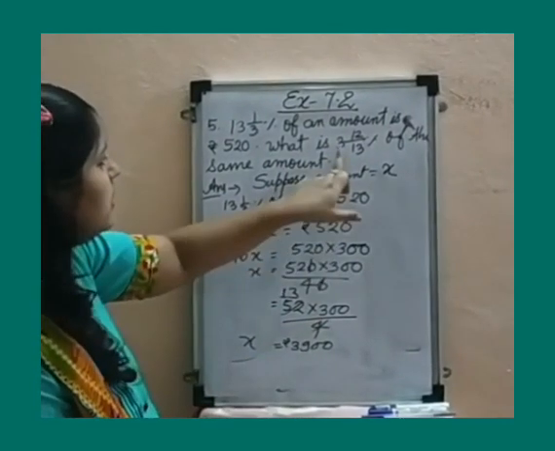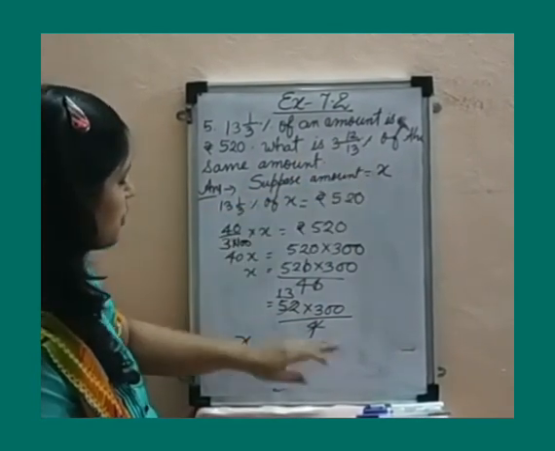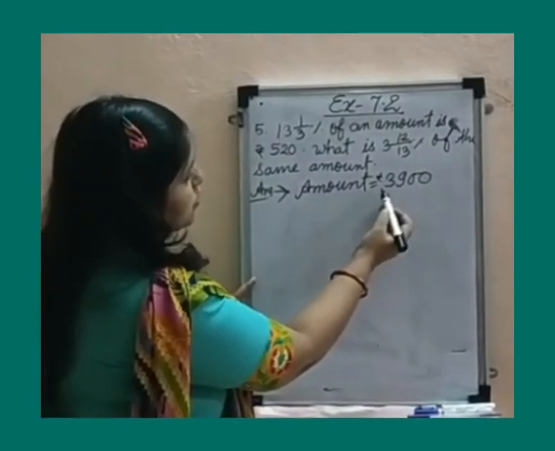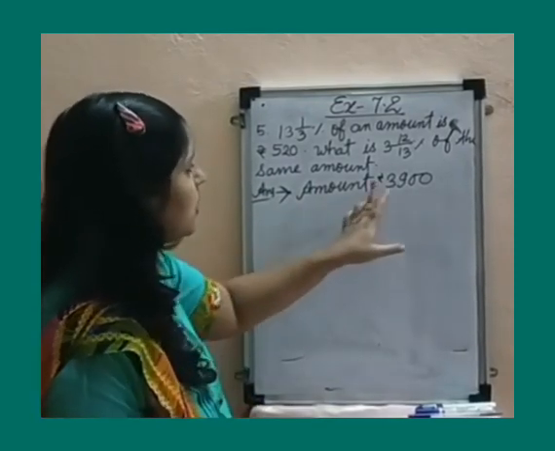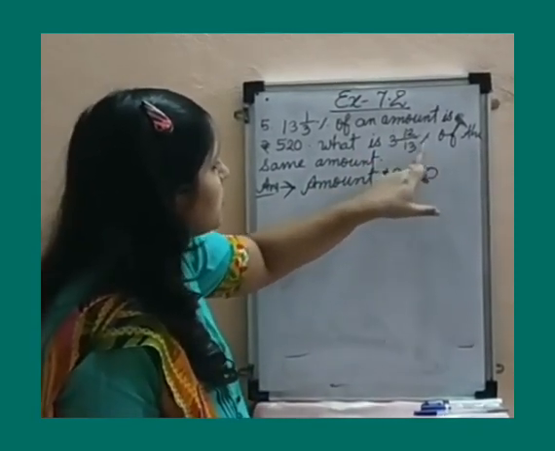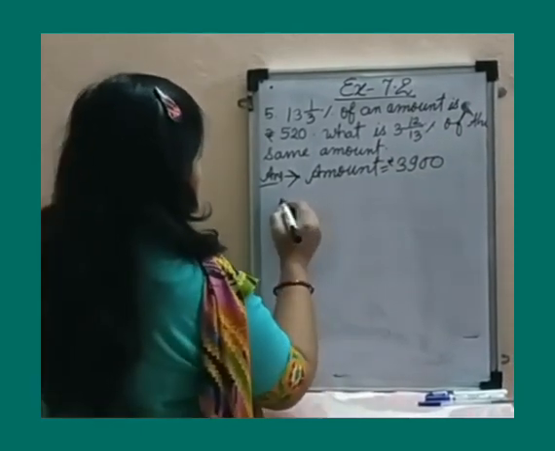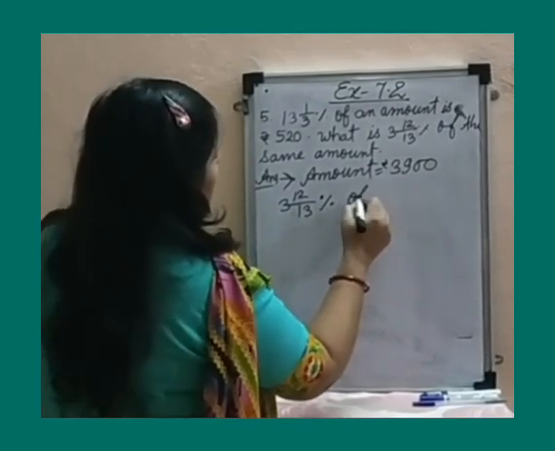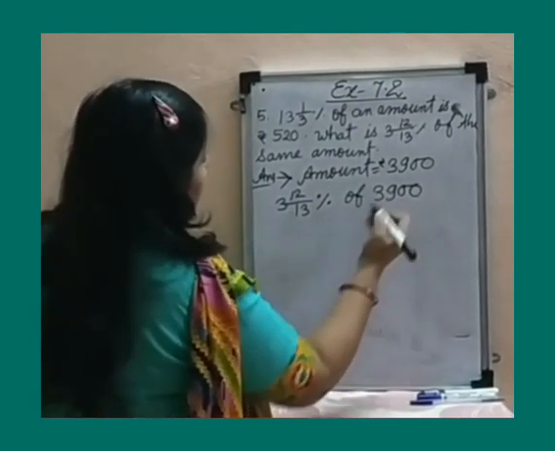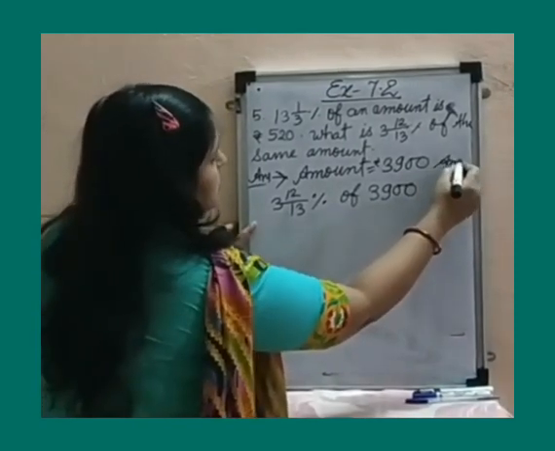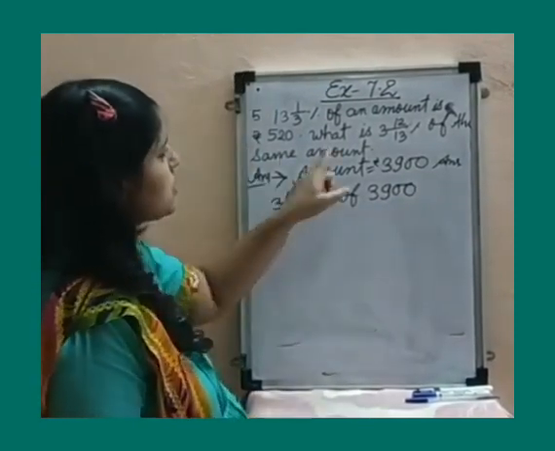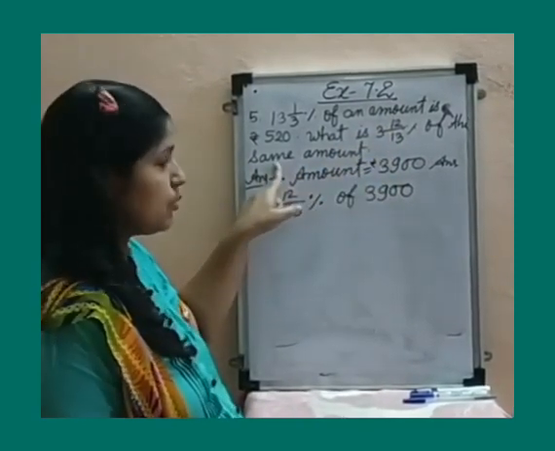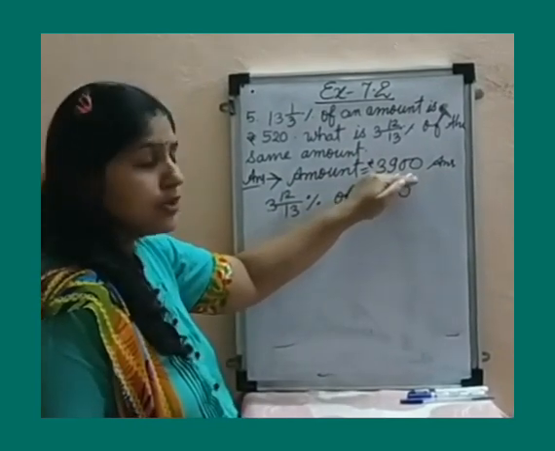Now we will find 31 2/3% of 3900. We had found the amount equals rupees 3900. Now we will find 31 2/3% of 3900. This is your first answer. In this question, two questions are there: find out the amount and find out 31 2/3% of that amount. So the amount we found is 3900.